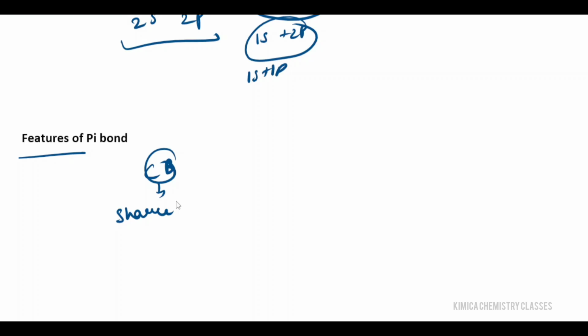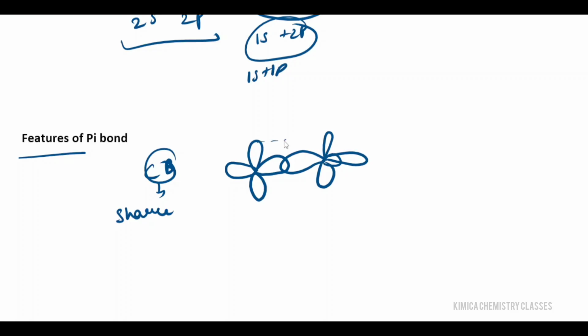In a pi bond, what happens is sideways overlapping, right? They overlap side to side, and we call it side-to-side overlap. I will show you with one example. This is one orbital, and this is another. When they form this bond, it is a pi bond, and this is the sigma bond. Now you understand better, right?